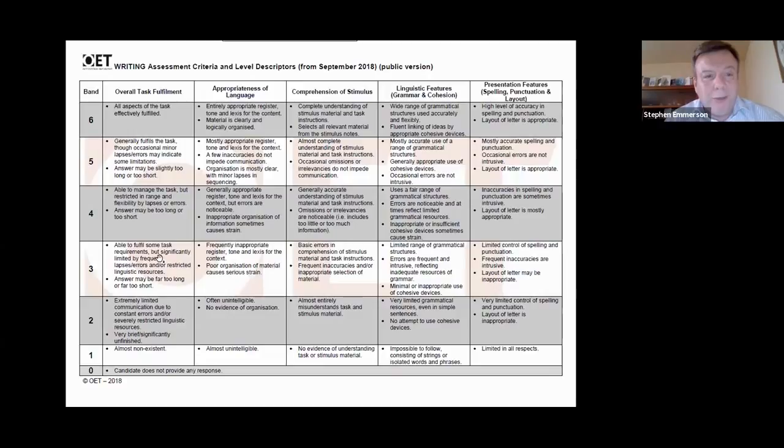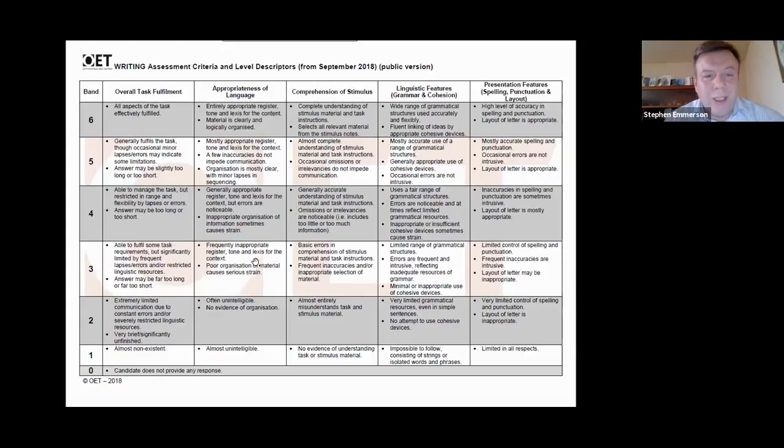If we look at 3, we've got overall task fulfillment again. So this time is better. So is able to partly fulfill some of the task requirements, however significantly limited, frequent lapses, errors, and restricted linguistic resources. You'll note the answer may be far too long or far too short. Now, if you go a little over length or a little under length, it doesn't really matter, but you don't want to be writing 350 words, or if you write 120 words, obviously that's going to be too short as well. We've got appropriateness of language.